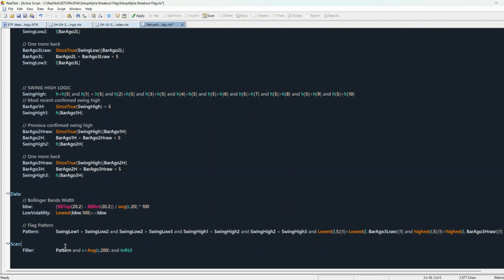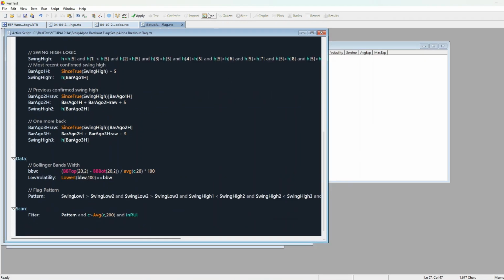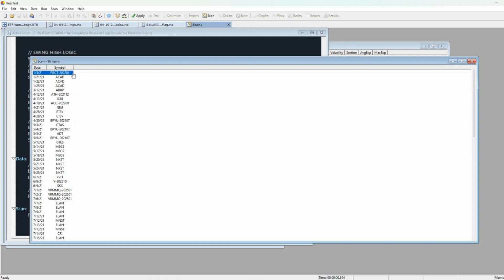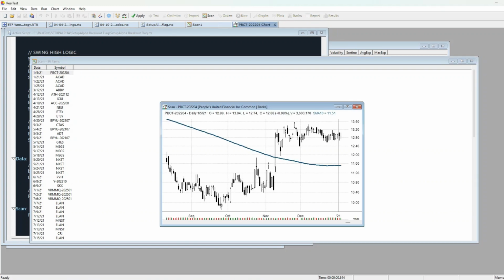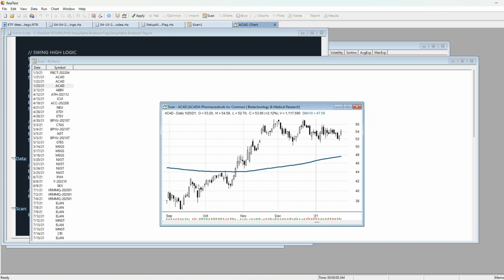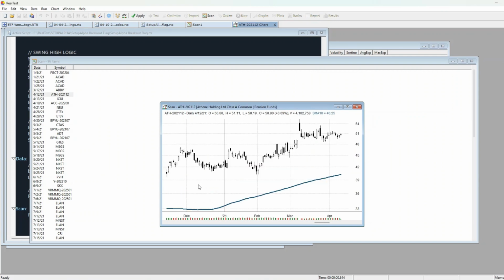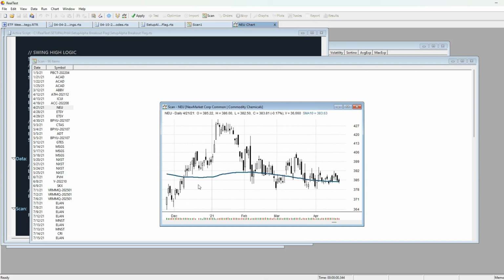This scans for stocks that match the pattern, close above their 200-day moving average, and are part of the Russell 1000 index. Some of these won't look great just by eye. You can adjust the swing sensitivity, make the swing slower or faster to tweak the setup. You can copy the script, link in the description.